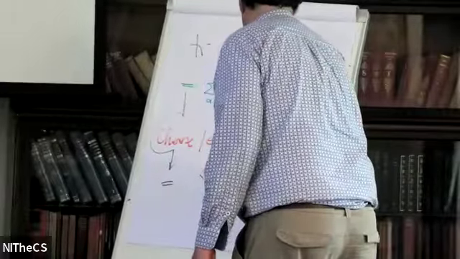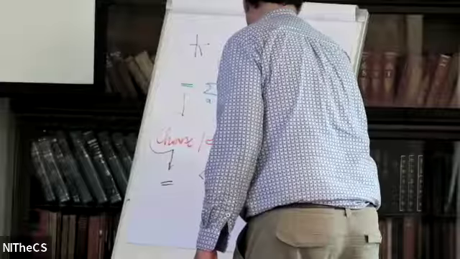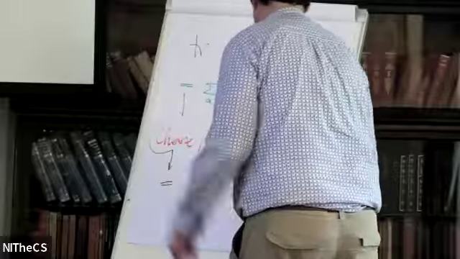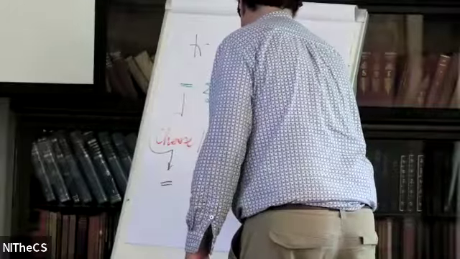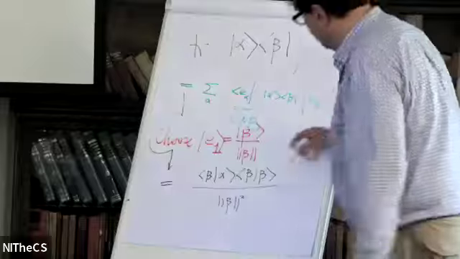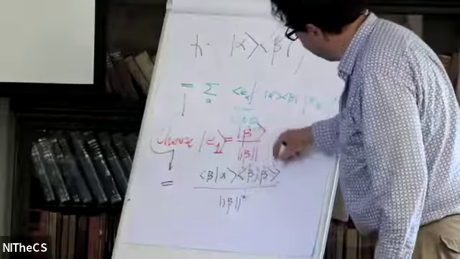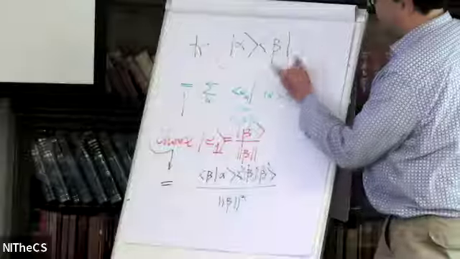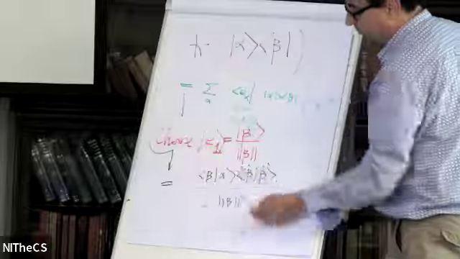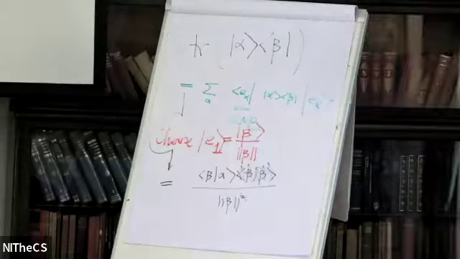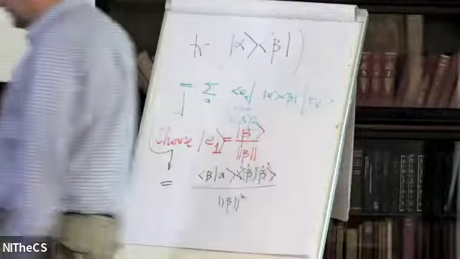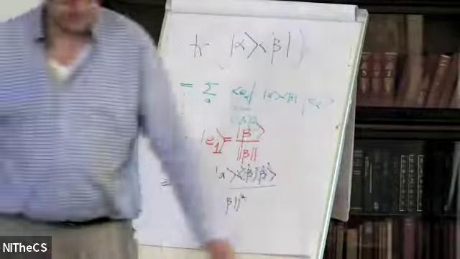So this is beta, alpha, beta, beta. Okay, now just normalization, beta modulus squared. So one of these beta squares gets killed. And essentially, modulo normalization, you get the overlap of beta with alpha. Okay?